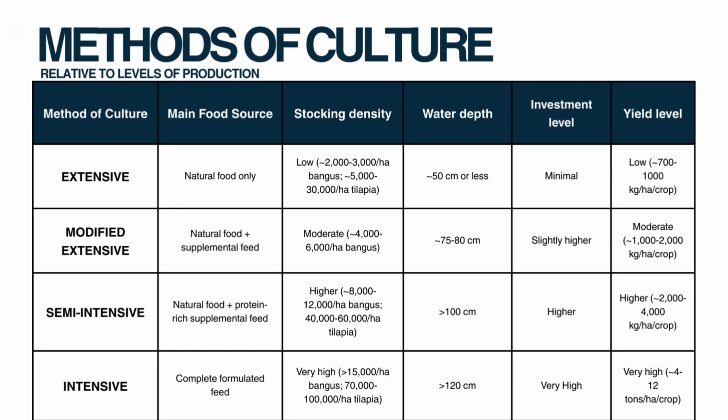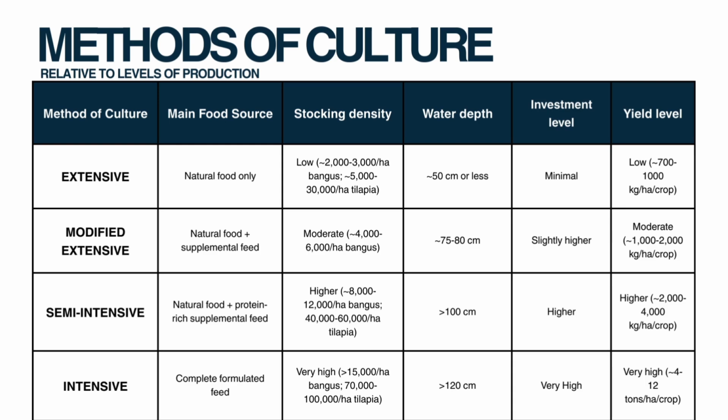So, next topic is the methods of culture relative to levels of production. So for this topic, I have decided to put it into a tabular form so we can compare and contrast the differences between the methods of culture, kung ano yung extensive, what is the difference of extensive to intensive. So we can obviously look at this table and easily understand or easily compare and contrast the different methods of culture relative to levels of production. So let us first start with the extensive.